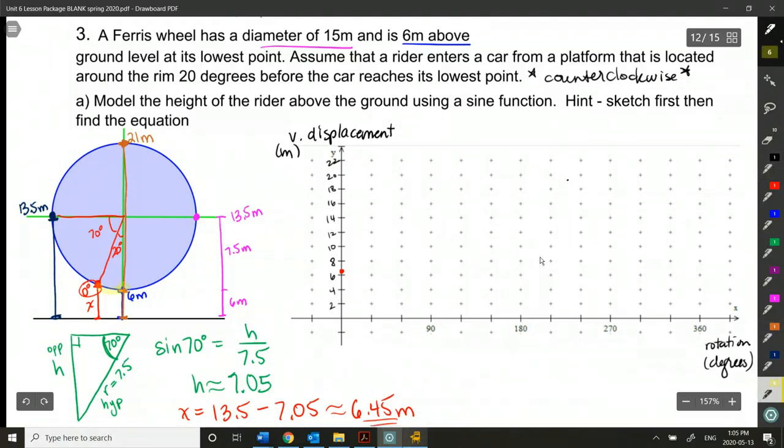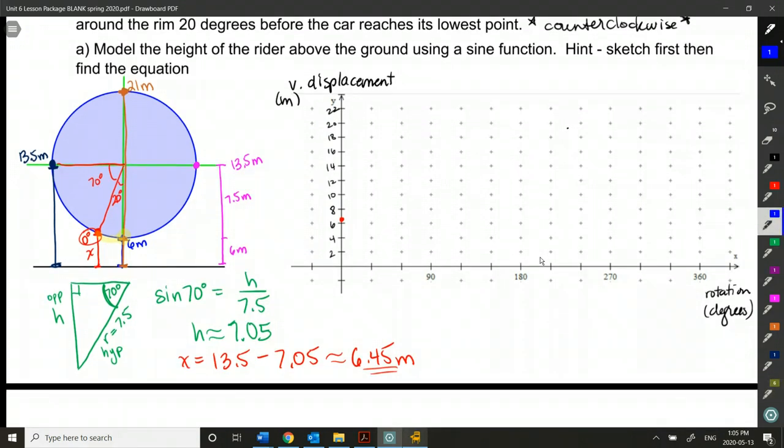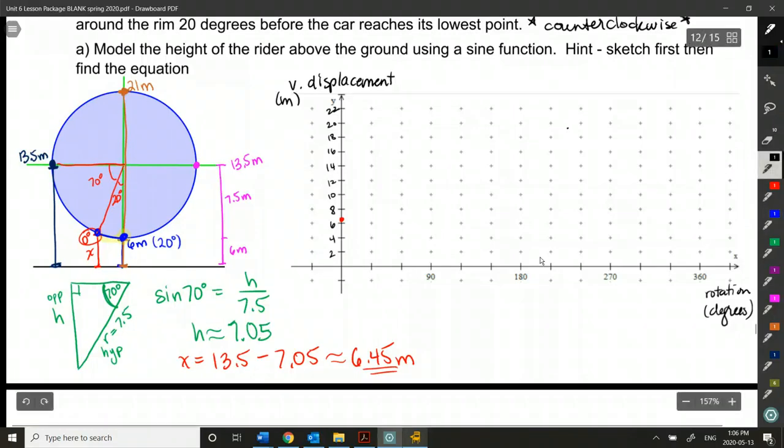Okay, and that means that we're rotating down here to this next most important point, which is the minimum. So how far have I rotated from here to this new point here? Well, I've actually rotated 20 degrees. So now this is going to be 6 meters at a rotation of 20 degrees. So if this is going by 30s, this is 30, 60, 90, and so on.